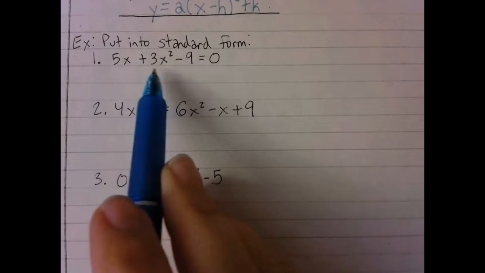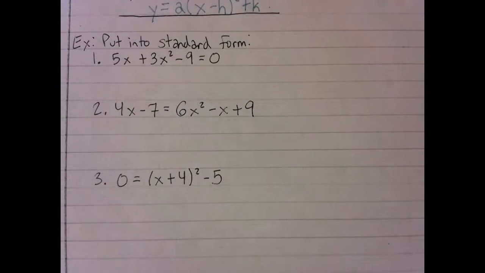All right, our first one, we have 5x plus 3x squared minus 9.